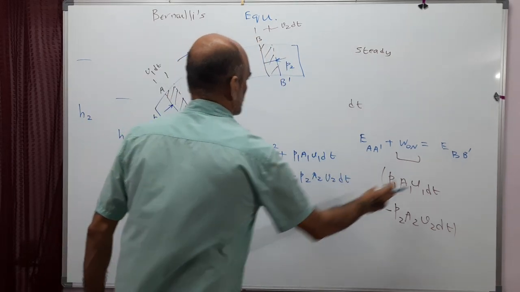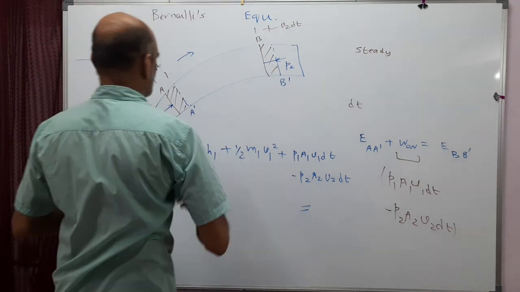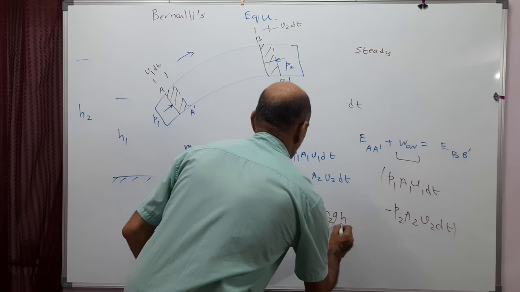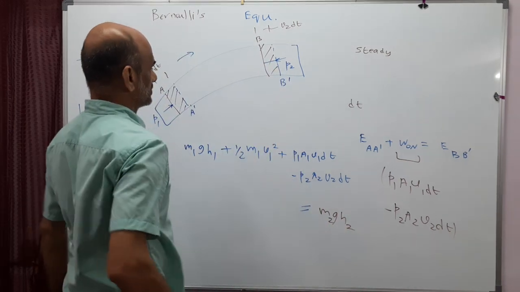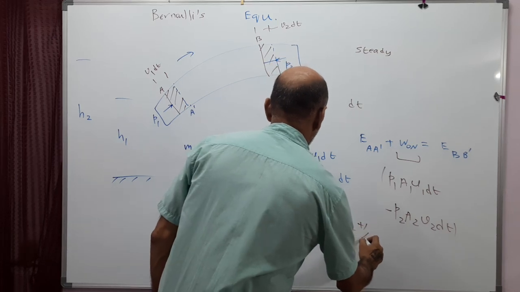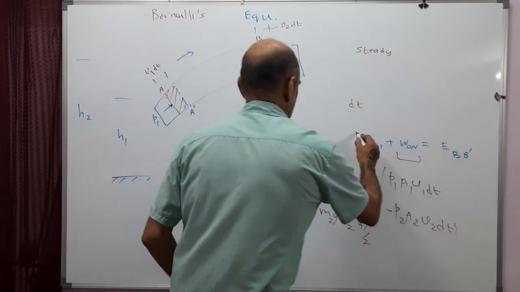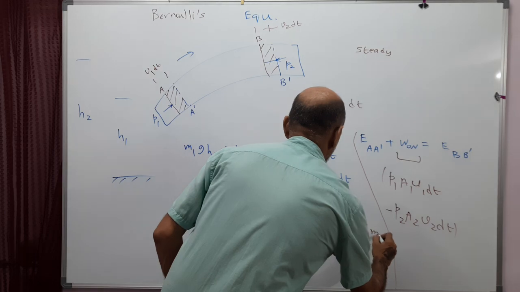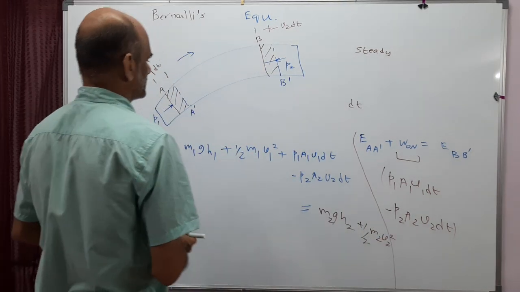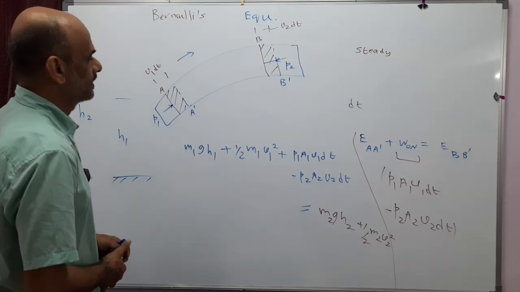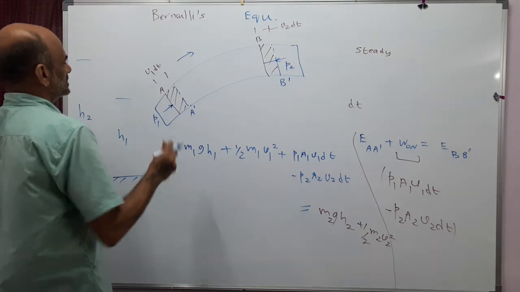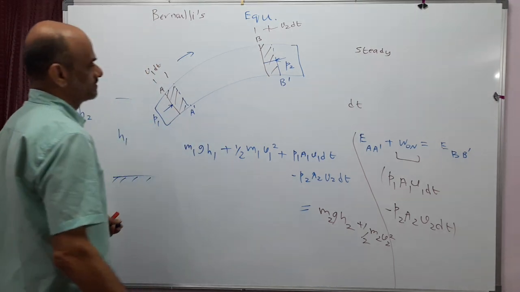That's equal to the energy of this liquid, B prime. That will be mgh of this element. Mass is m2 and the height is h2, plus half m2 v2 square. Only two forms of energy: gravitational potential energy and kinetic energy. And let me assume the fluid is incompressible. In that case, this volume and this volume will be the same.